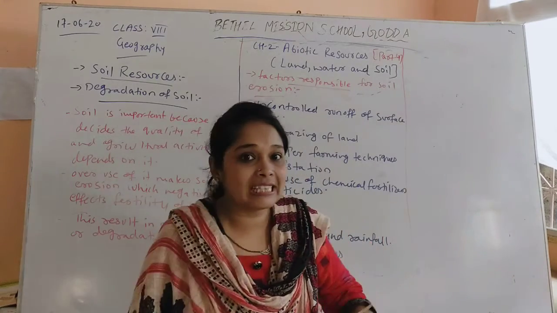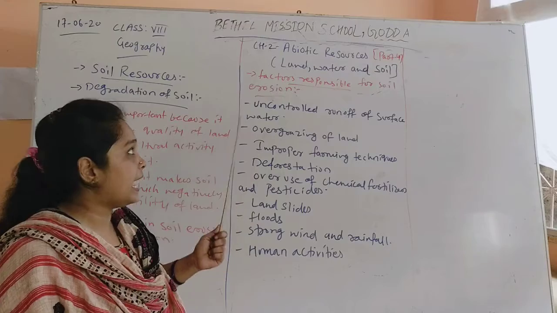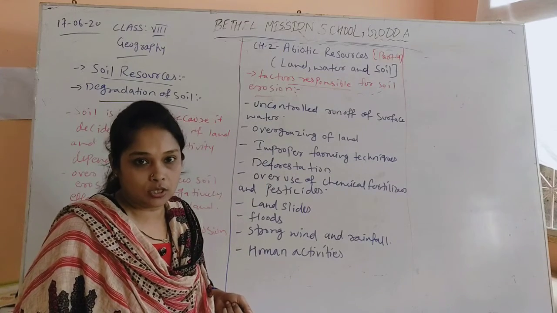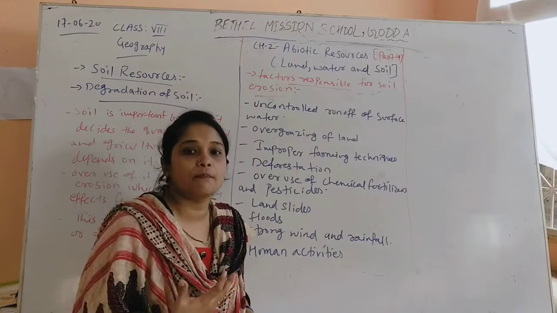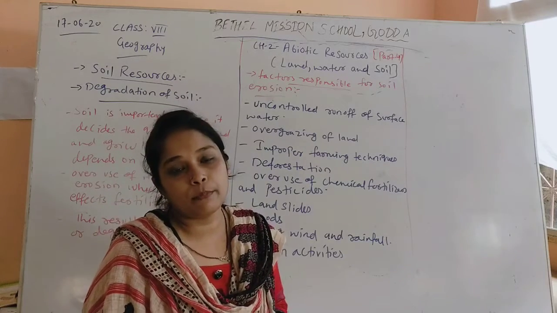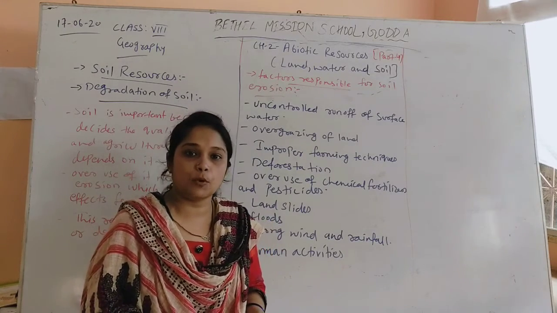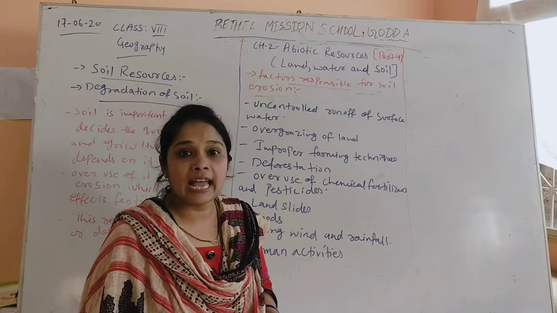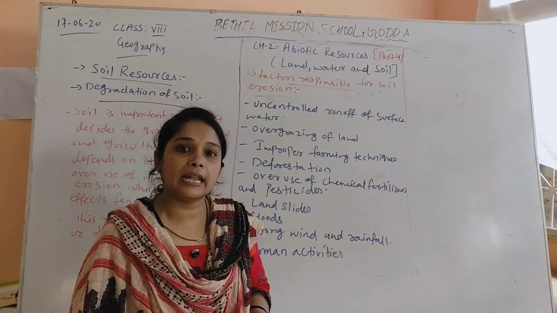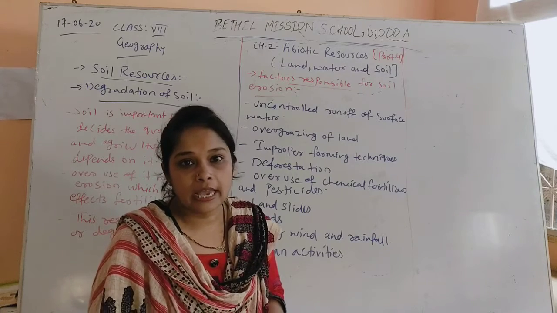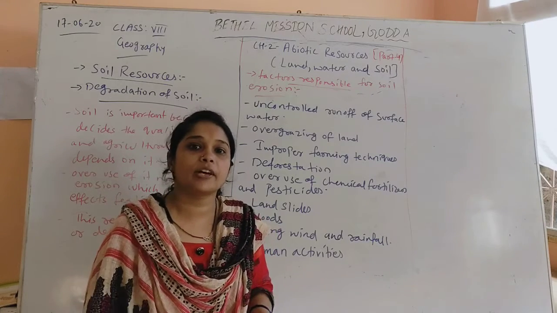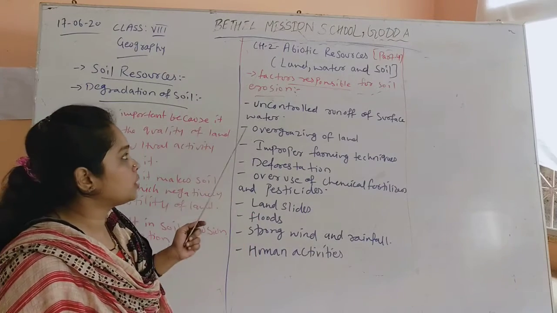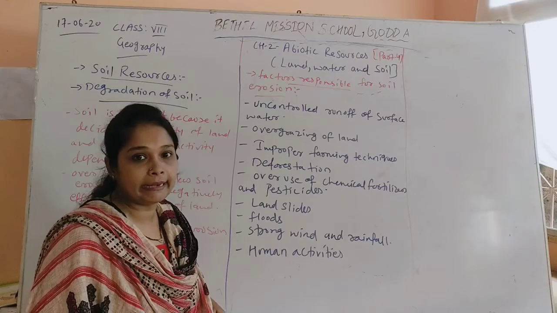Before that we will see what is the degradation of land and what are the factors responsible for soil erosion or soil degradation. As we have seen, soil is very important because the quality of land depends upon soil, and agricultural activity also depends upon the fertility of land. As we are overusing the land and over-exploiting the soils, it has a negative effect on the fertility of soil. So here we will see what are the factors responsible for soil erosion or soil degradation.